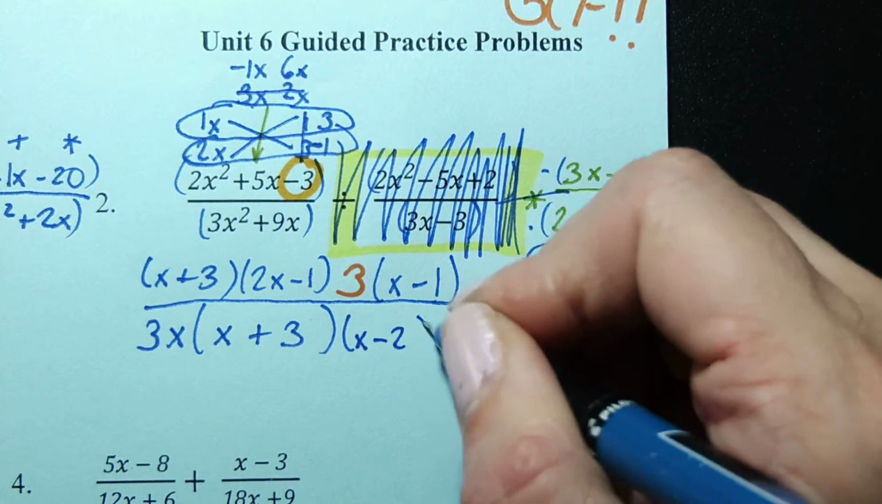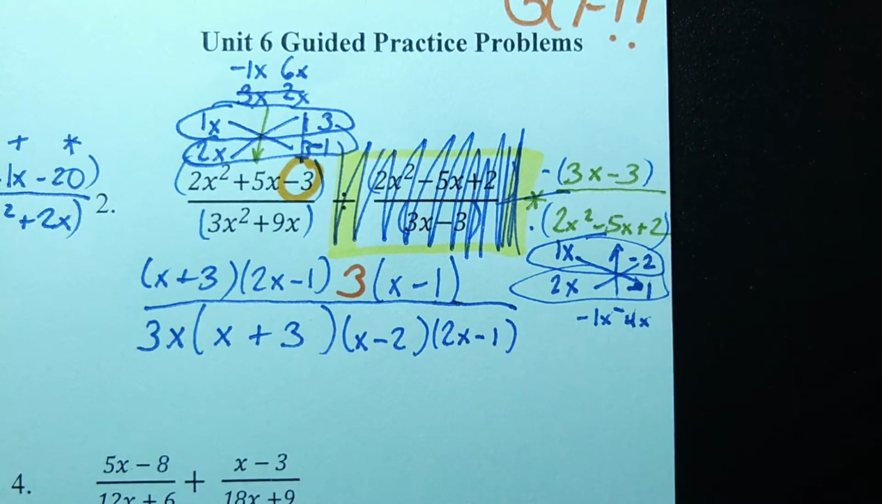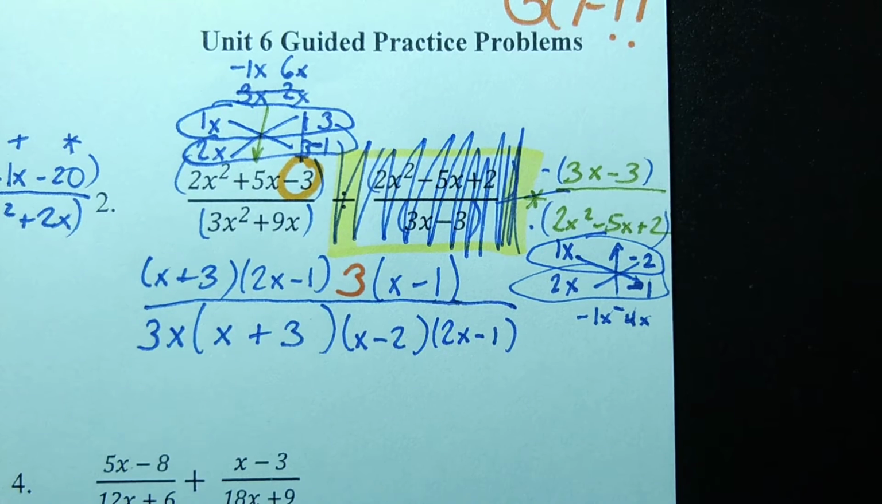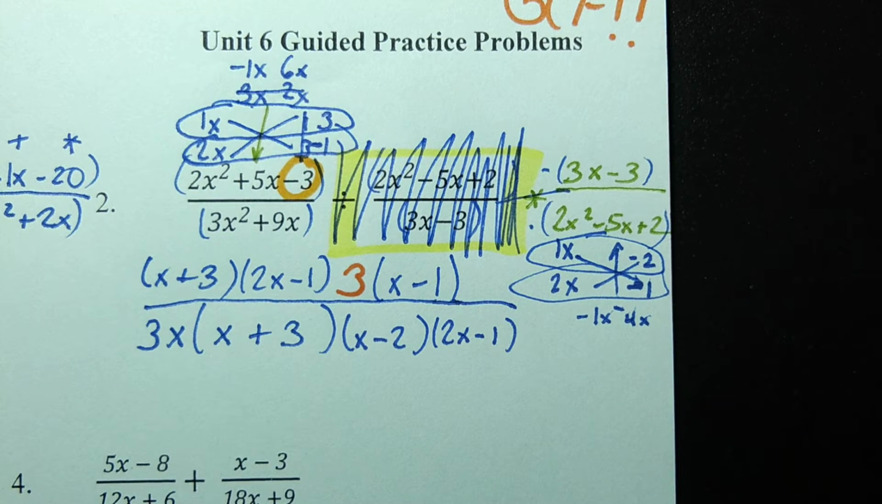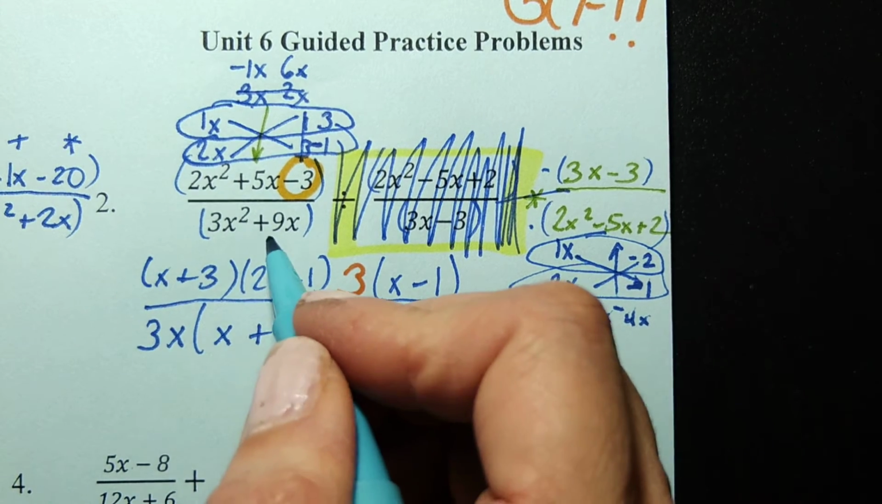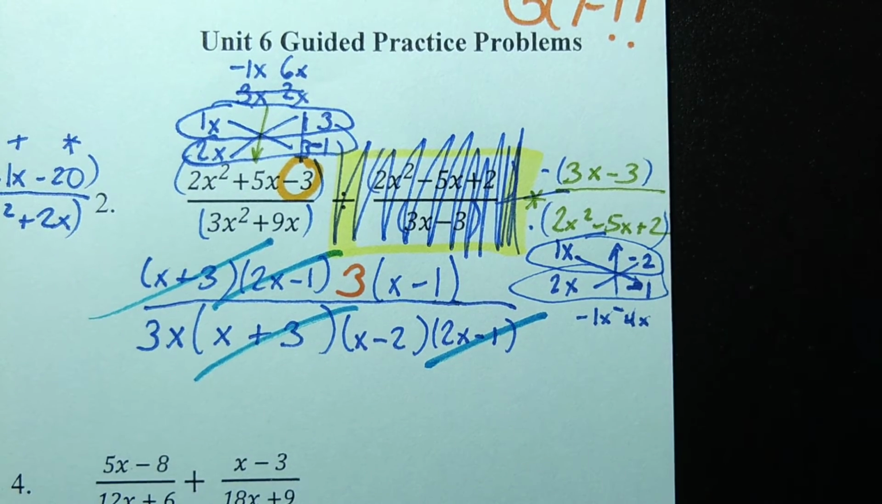X minus 2, 2x minus 1. Oof. So all that factoring, and we're all angry about it because we hate factoring, but now we get to cross off factors, and that's the fun part about this. So x plus 3 with x plus 3, goodbye, goodbye. 2x minus 1 with 2x minus 1, goodbye, goodbye.